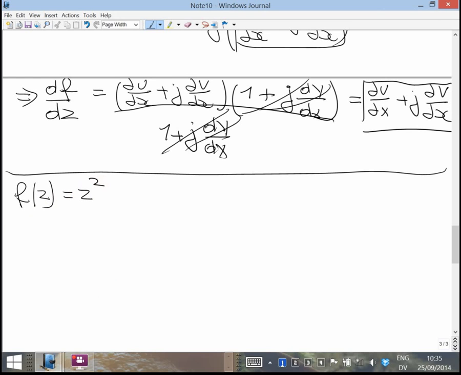So our first function is our friend f(z) is z squared. We encountered this function before. Our second function is f(z) is z times the complex conjugate. We also encountered this function before. And the third one is f(z) is the real part of z, so just x. So these 3 functions: see if the Cauchy-Riemann conditions are satisfied, and if they are, calculate their derivatives. So this is over to you now.